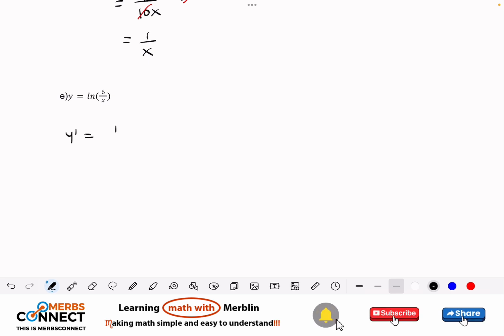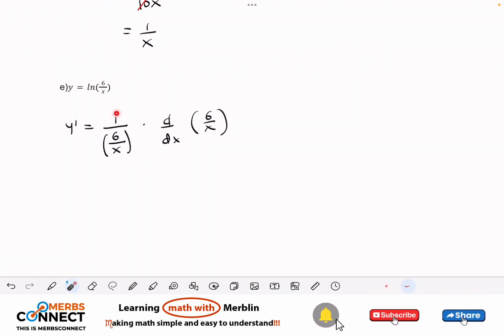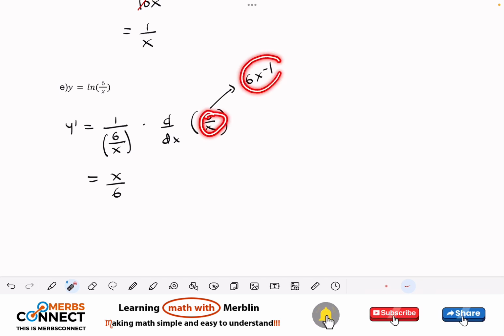y prime will be equal to 1 divided by what is inside the parentheses, times the derivative of what is inside the parentheses. Same thing. But 1 divided by 6 over x, we can rotate them. So we are going to have x divided by 6, because it will just bring the denominator up and the 6 down. Now don't forget, this can be written as 6 to the power minus 1.